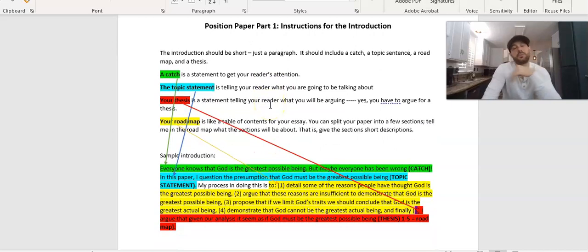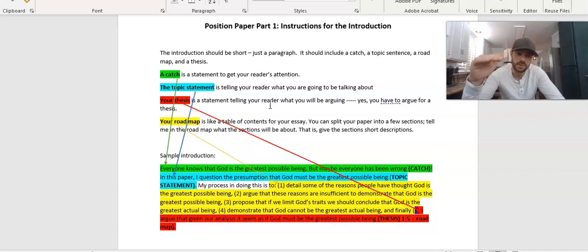If you don't know what a formal introduction is, what I mean by that is you're going to have a catch, a topic statement, a roadmap, and somewhere in there your thesis. The roadmap, if you don't know, is like a table of contents for the different sections of your paper.